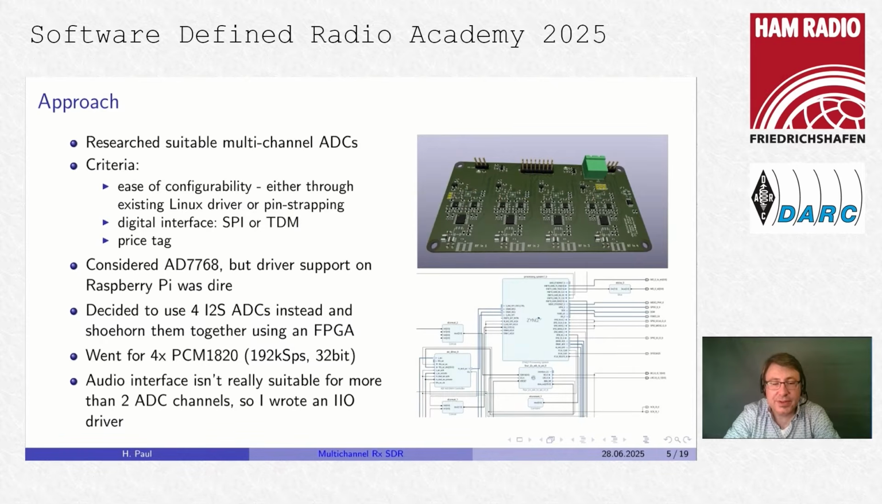I chose Texas Instruments ADCs PCM1820. Those are 192 kilosample 32-bit ADCs at an affordable price. And then I put them on a PCB in KiCad and duplicated basically everything 4 times.